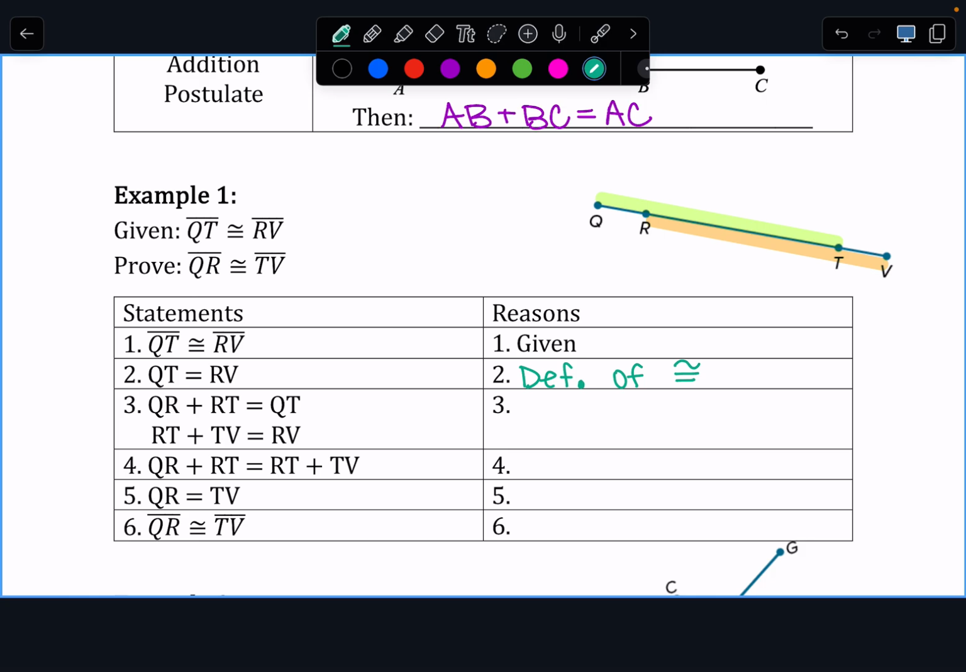Okay. Now, QR plus RT equals QT. And RT plus TV equals RV. Okay? We have these two big segment chunks. Let's use the segment addition postulate to break them up.